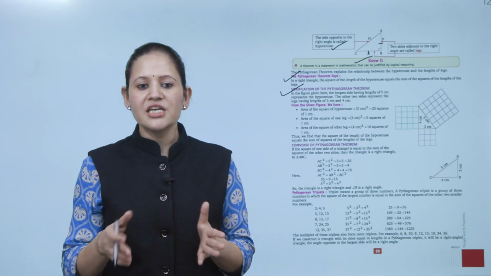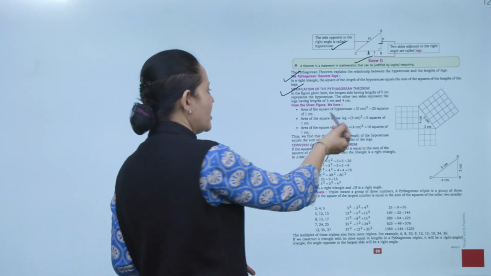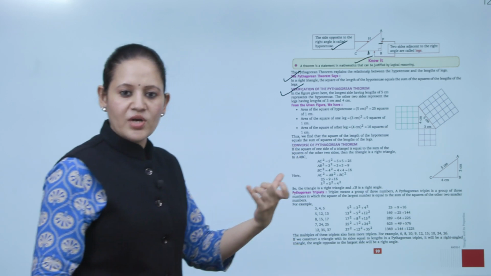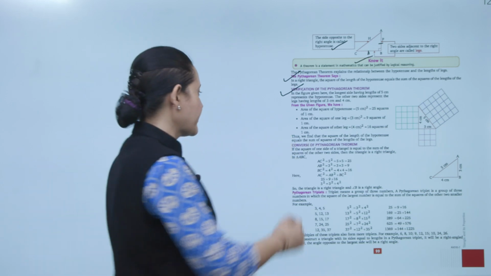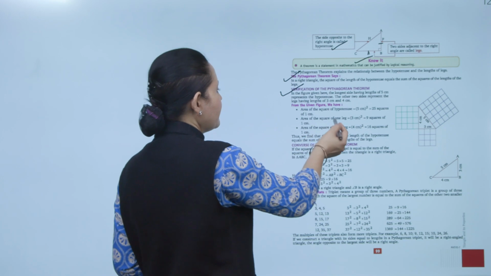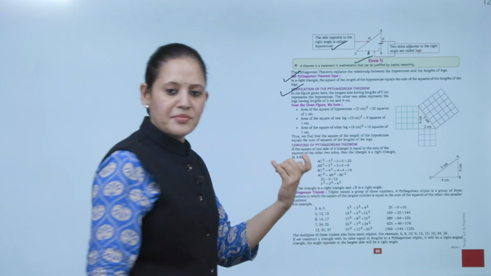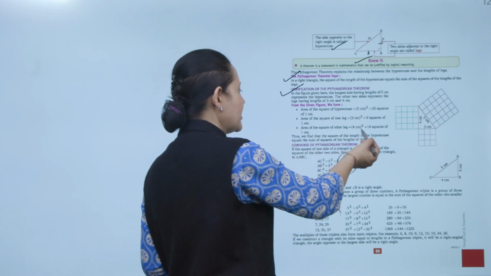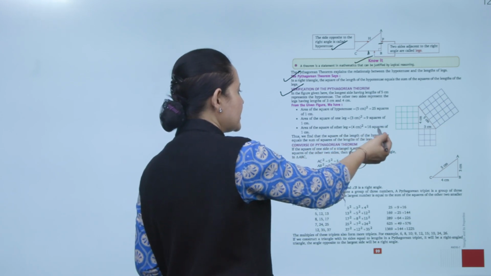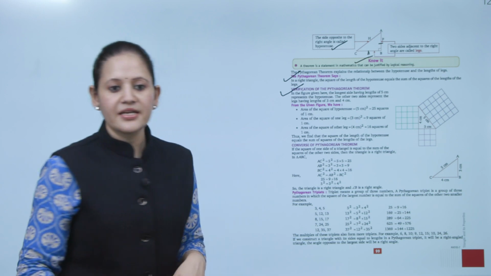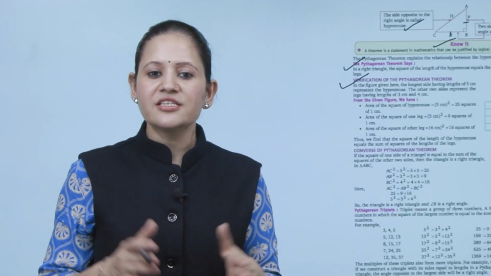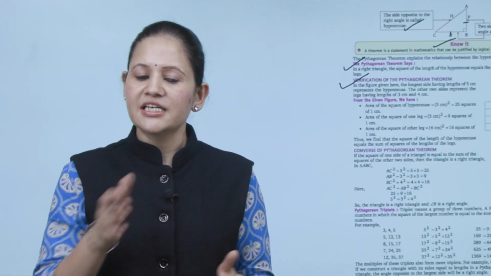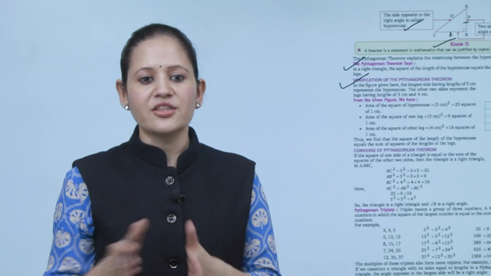From the given figure, we have the area of the square of the hypotenuse, 5 ka square, that is 25 squares. Area of square of one leg, 3 ka square means 9 square of 1 cm. Area of square of other leg, that is 4 square means 16 square of 1 cm. Clear? Thus, we find that the square of the length of the hypotenuse equals the sum of the squares of the lengths of the legs.